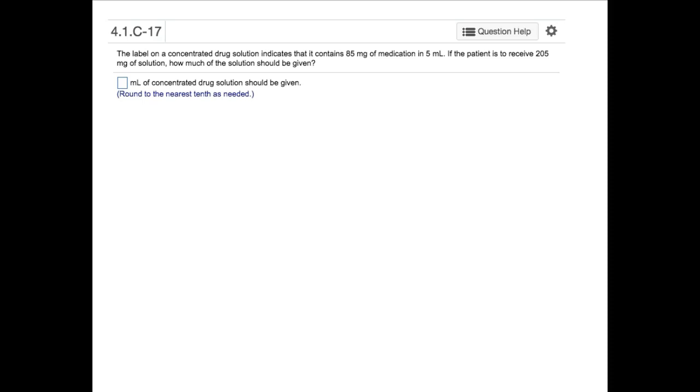Question 4.1.C-17. It says the label on a concentrated drug solution indicates that it contains 85 milligrams of medication in 5 milliliters. If the patient is to receive 205 milligrams of solution, how much of the solution should be given?